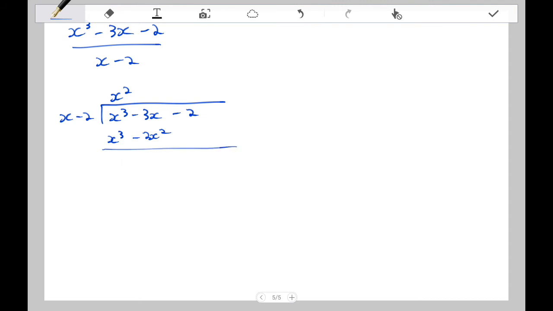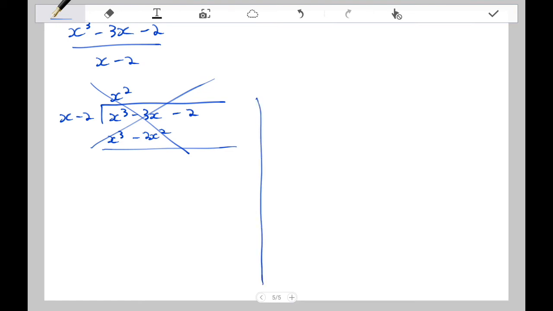Draw our line. Take them away. x cubed minus x cubed, 0. Minus 3x minus 2x squared. Oh, now, they don't really cancel in the same way. I can't really take one away from the other in the same way that I have been before. So what do we do? Well, like this, we can't really do anything. So this doesn't work. But luckily, there is a way that works.